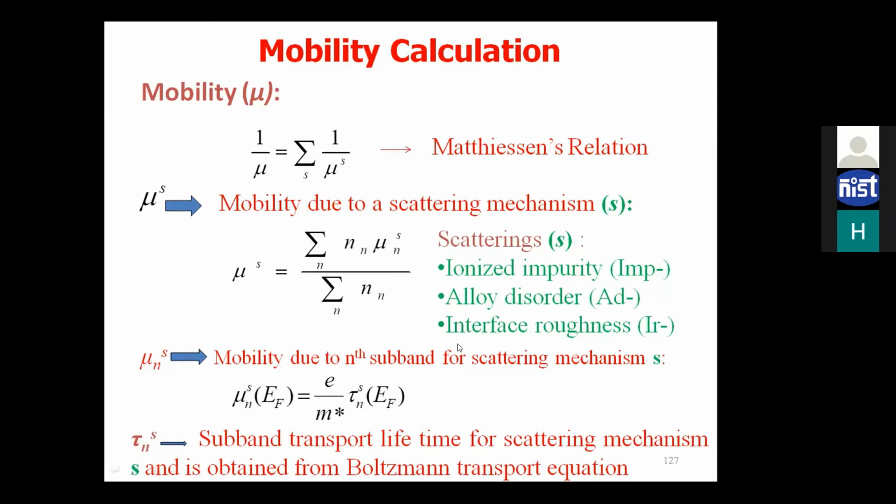For each individual scattering, you calculate mu_n(S) by calculating tau_n(S). That tau_n you will calculate by using BT. Then using mu_n(S), you calculate mu_S, that is the mobility due to an individual scattering. Then using this mu_S, you calculate the total mobility. That is the flow, how we can calculate the mobility.